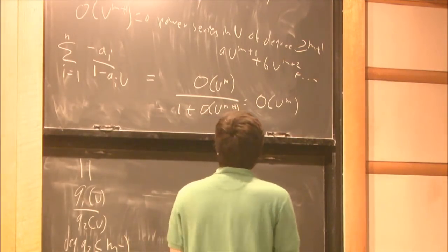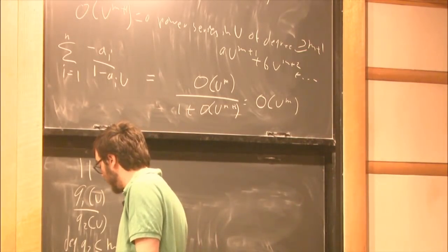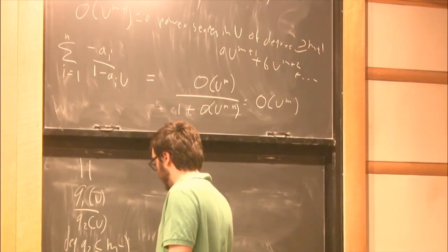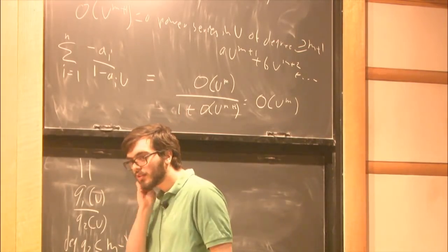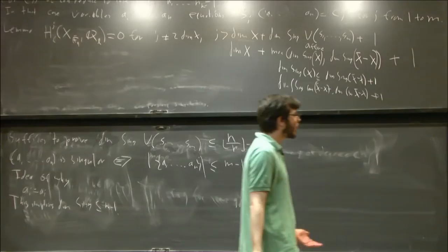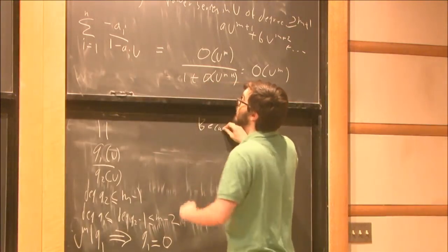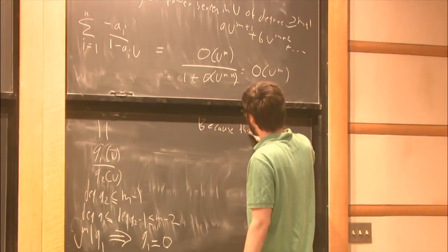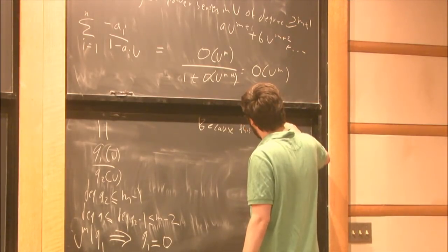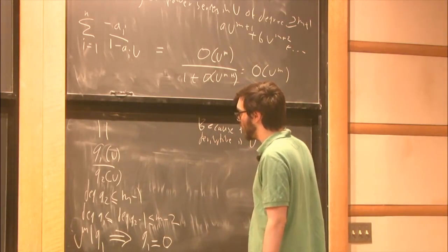But because the right side is O of u to the m, that means that u to the m has to divide g1. And that means that g1 is 0. So now, that means this logarithmic derivative is 0. This logarithmic derivative is 0.